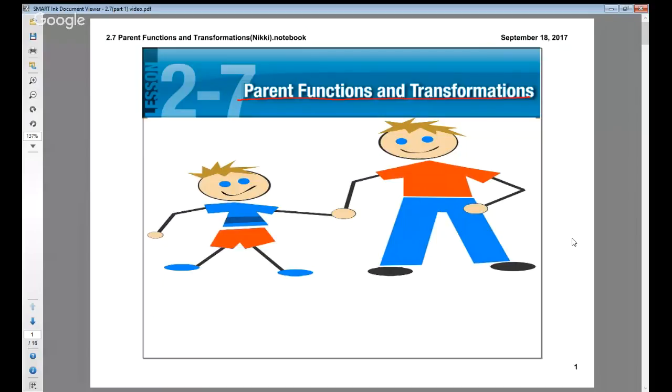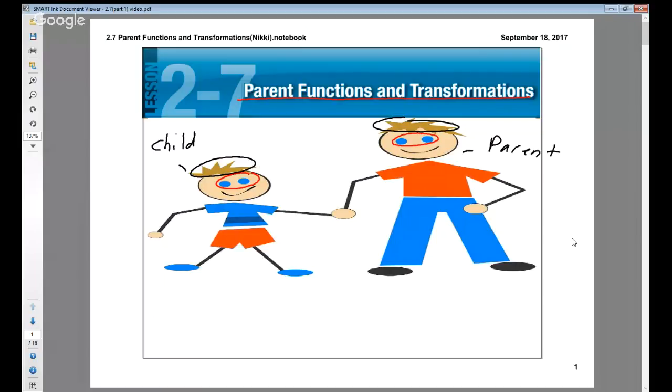And one thing we know about most parents and their children is that sometimes they share similar characteristics. Like if you look at this parent along with the child, you can see that they share some similar characteristics. Like for example, they both have blue eyes. They also both have the same type of brown hair. You can also identify they have a similar smile. And also, they have matching clothing.